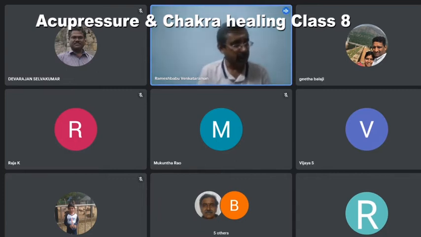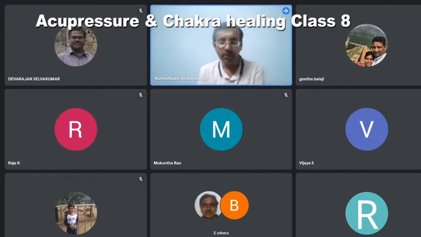I'll repeat again. UB13 is lung point, UB14 is pericardium, UB15 is heart, then UB18 is liver, UB19 is gallbladder, UB20 is spleen point, UB21 stomach point, UB22 is Sanjiao, UB23 is kidney, UB25 is large intestine, then UB27 is small intestine, and UB28 is urinary bladder.